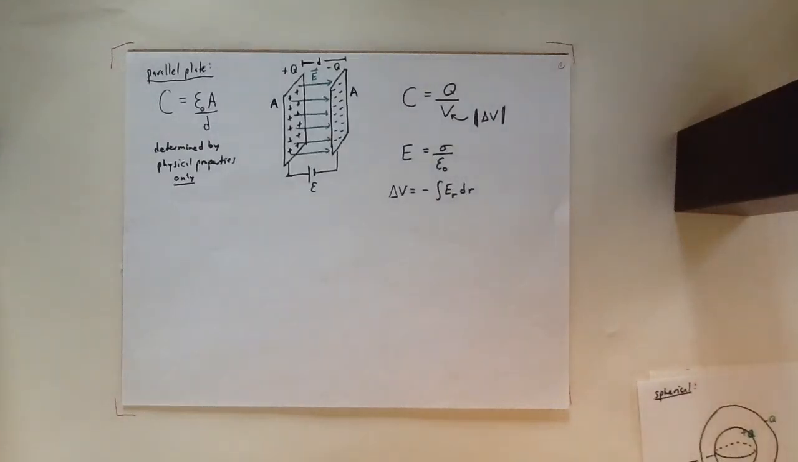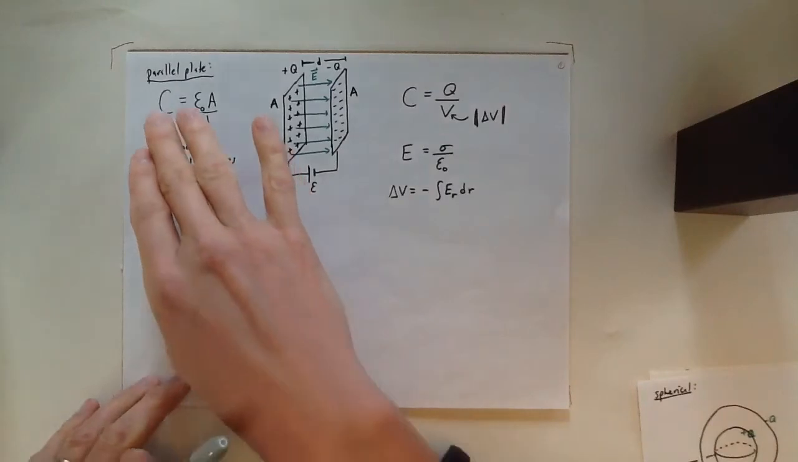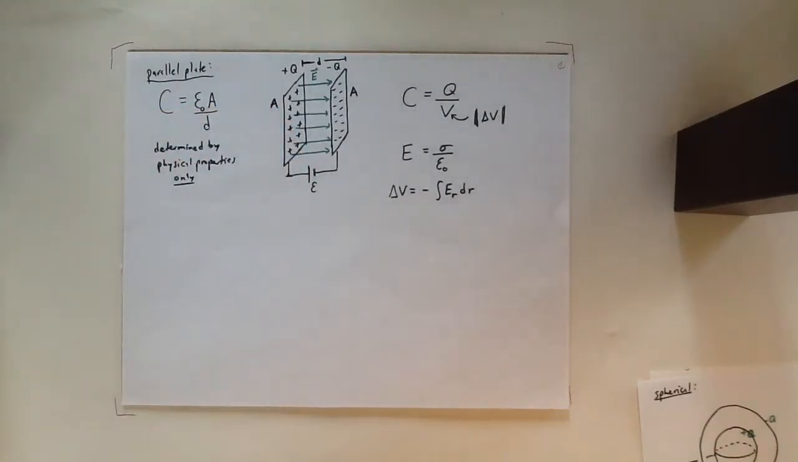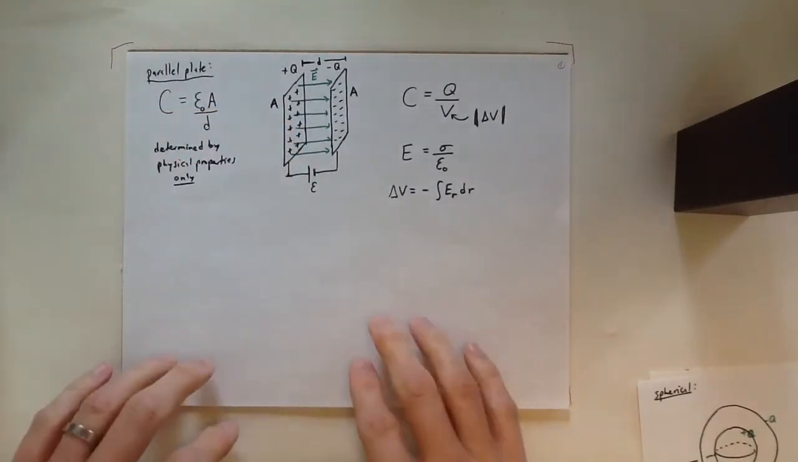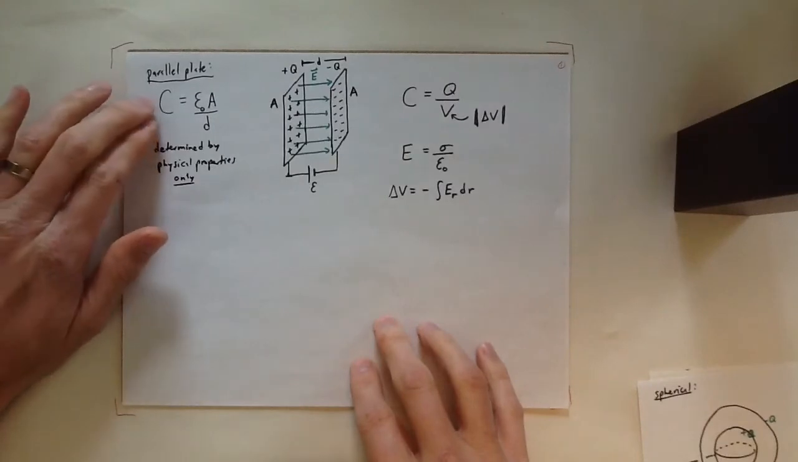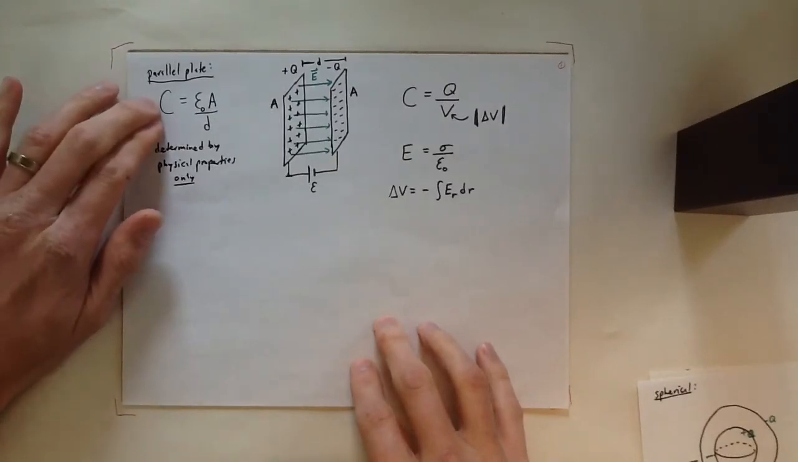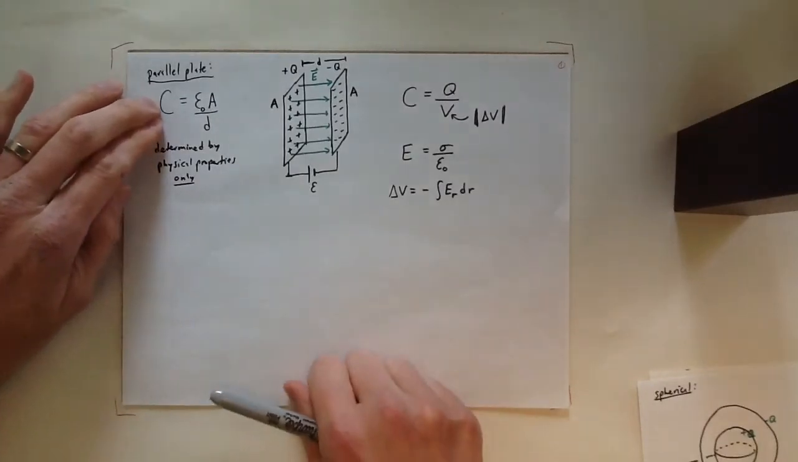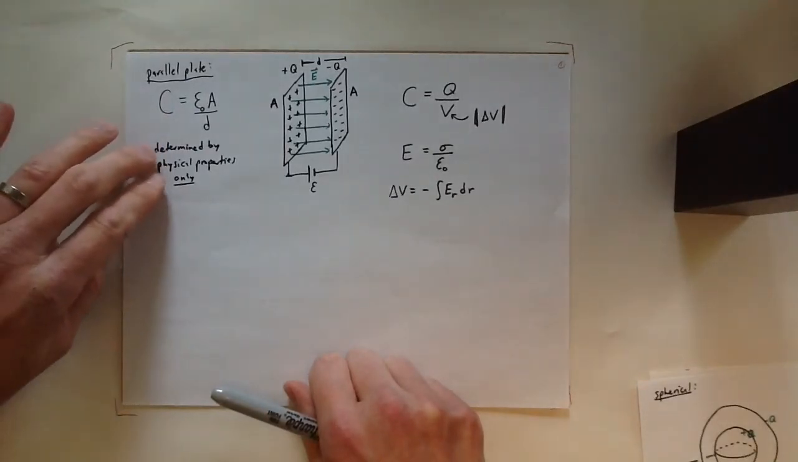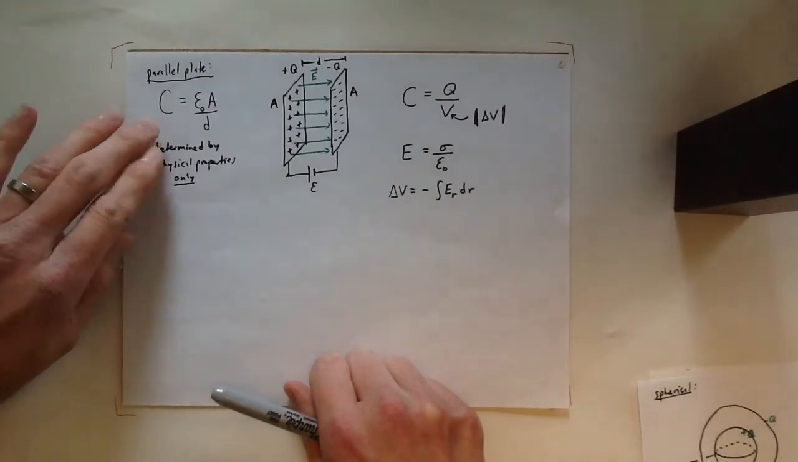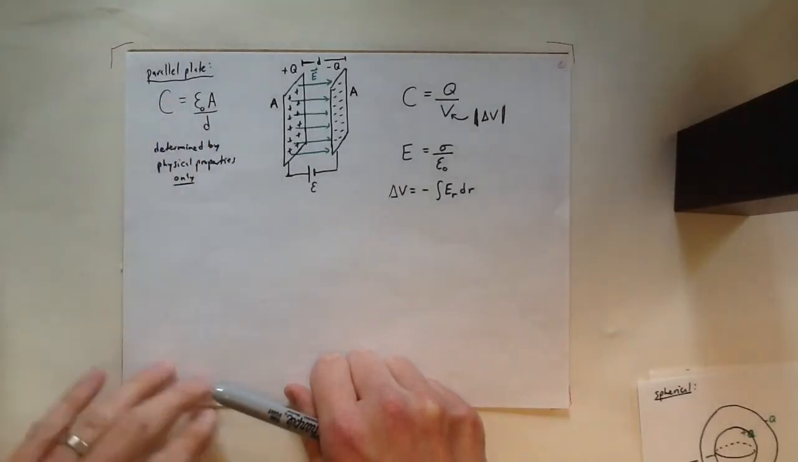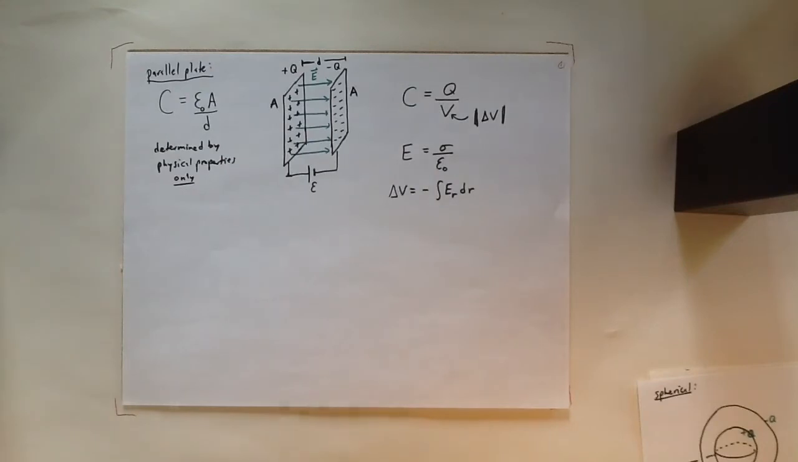Okay, so this video is going to talk about how the capacitance of a capacitor is determined. So here's the formula for the capacitance of a parallel plate capacitor, and we made sure to point out that the capacitance is determined by the physical properties of the capacitor only. In other words, just how it's constructed. So how good of a capacitor something is depends only on how it's made.